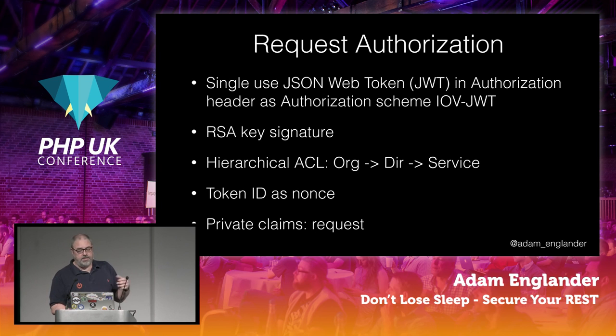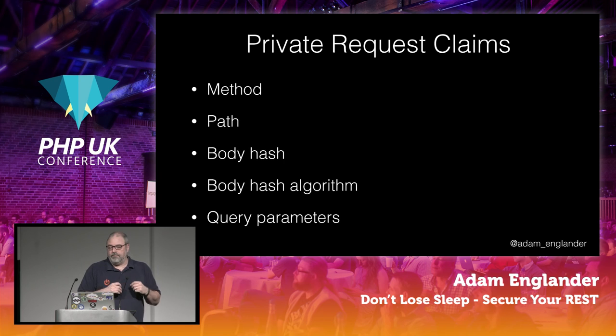And then another big thing is the private claims in the request. So the private request claims are we add the HTTP method, and the path, and a hash of the body, and the algorithm that we use to hash the body so that we know which one it is, and query parameters. Now, the LaunchKey API doesn't use query parameters, but that was added in for the rest of the organizations that have query parameters.